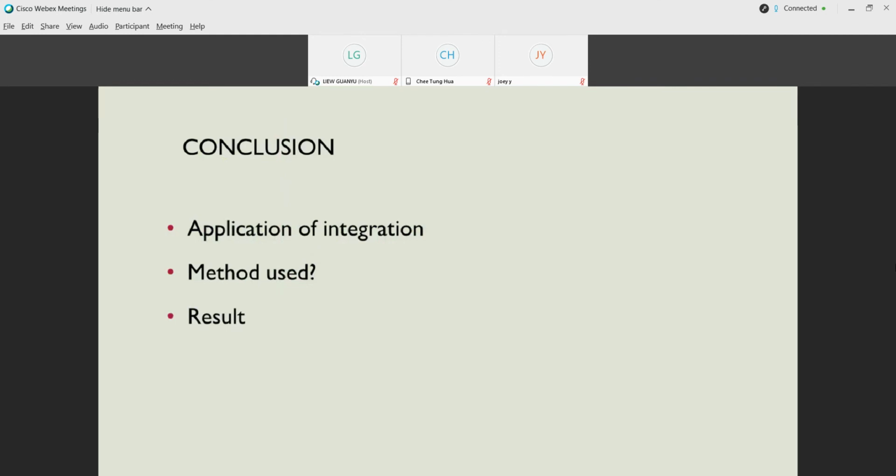From the results of the two examples above, we discovered that we can find the velocity of the motion by integrating the acceleration of the motion. We also found out that we can calculate the displacement of the motion by integrating the velocity of the motion.